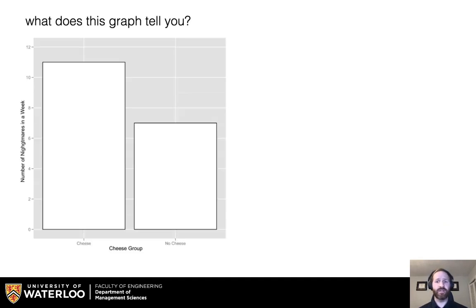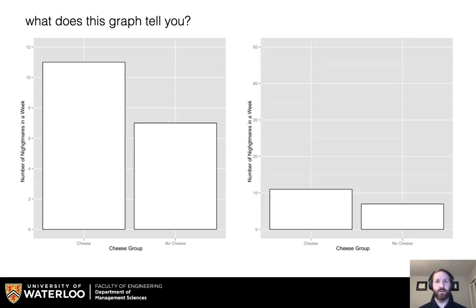So what about this graph? What does this tell you? It shows the number of nightmares in a week. Looks like people are having a lot of nightmares, right? Well, this is the exact same data presented with a different axis, and it looks like people aren't having very many nightmares a week. Although if you look at it, with cheese versus no cheese, it looks like they're at 11 nightmares a week. That seems quite heavy from my point of view.